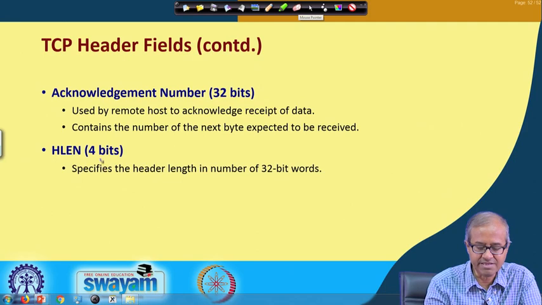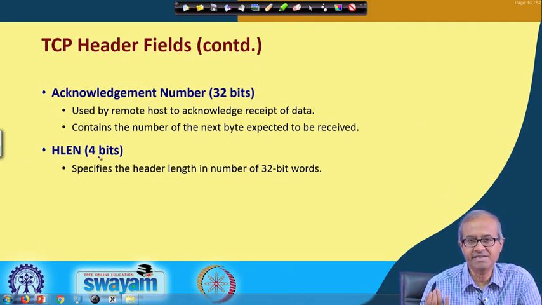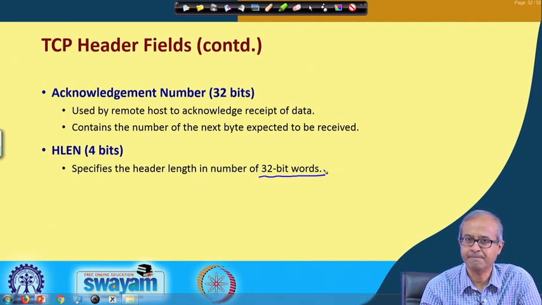Now, header length is a 4-bit field, it is just similar to the IP, and the IP header also has a header length field. It specifies the header length in multiples of 32-bit words. Okay. So, minimum value is 5 because minimum header size can be 20 bytes. So, it can be 5 minimum.